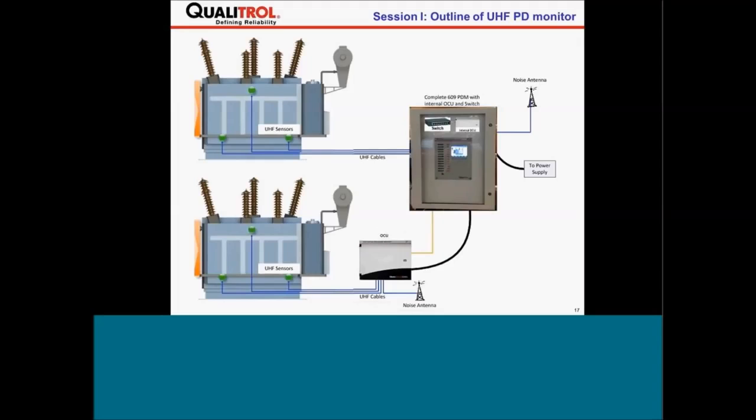If we want to add on more transformers, then we can add on an OCU unit, basically another box which takes the signal from the couplers, conditions the signal and analyzes it, formats it, and sends the data down to the 609. So we can do multiple OCUs, allowing us up to 24 sensors in total for one 609 system.